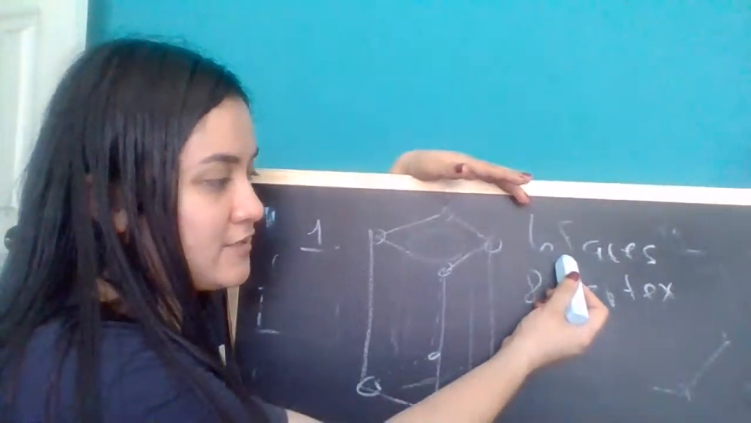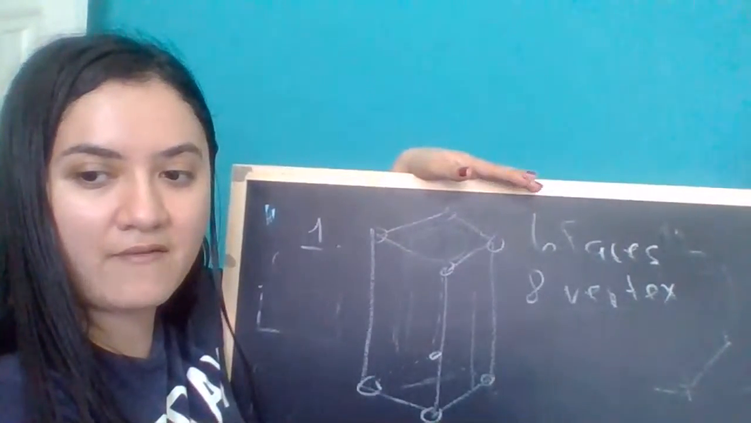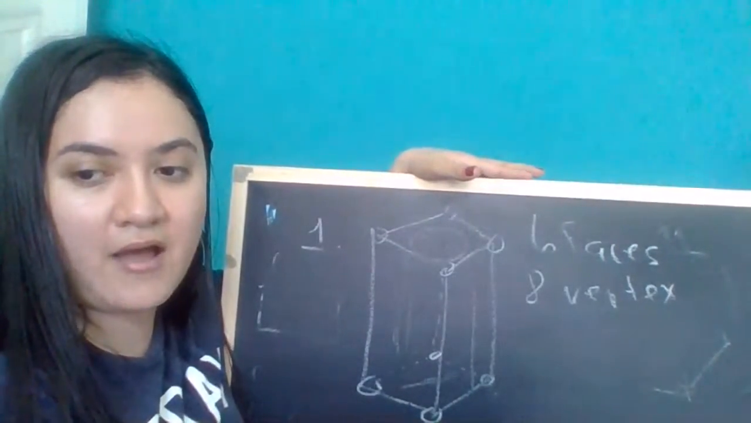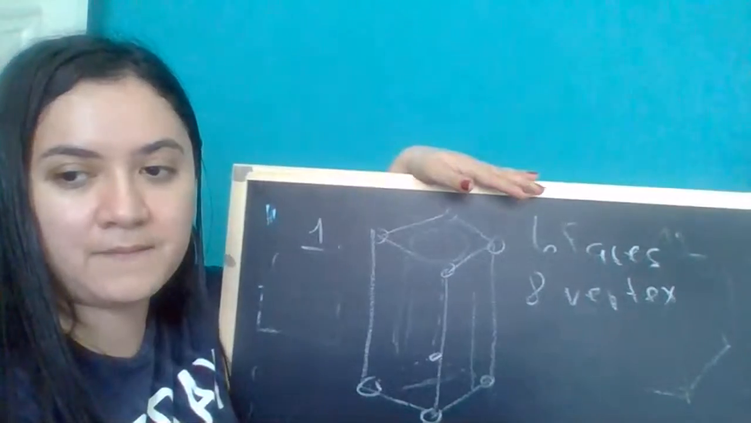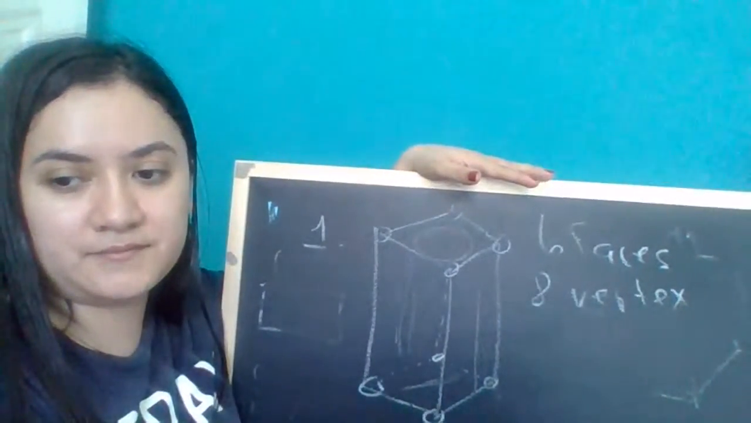So we have 6 faces because we already counted the faces. And we have 8 vertex.